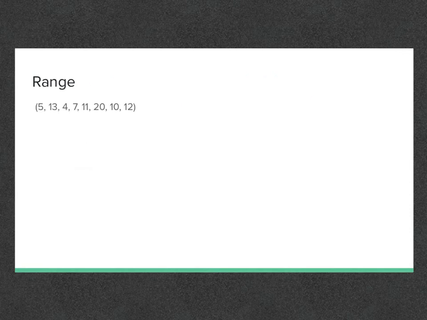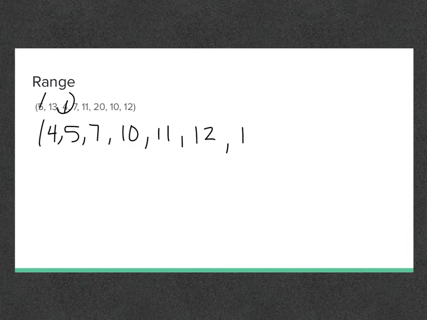Now we can calculate the range by first putting our data values in order. So I'm going to start with my lowest value, which is 4. Cross that off, 5, and then 10. I forgot a 7 in there. 7, 10, 11, 12, 13, and 20. Okay, so this is my data set now.